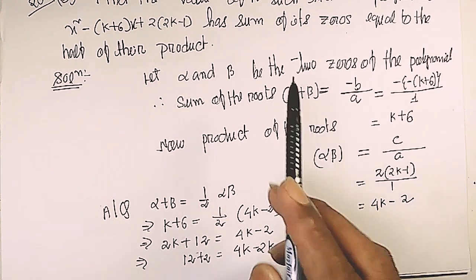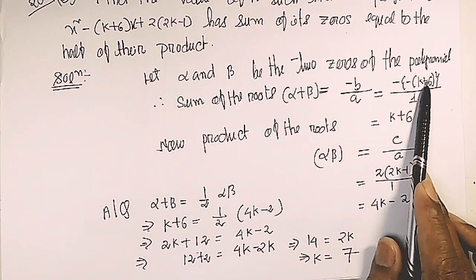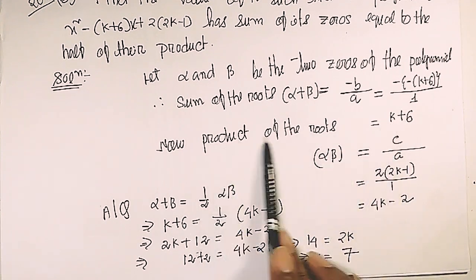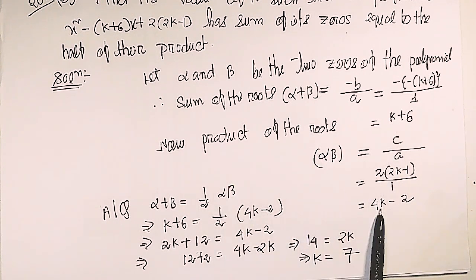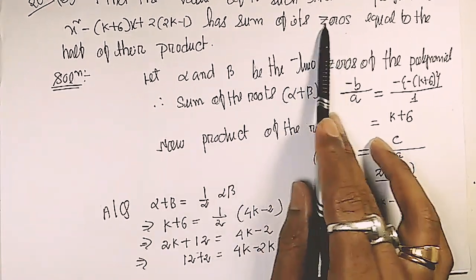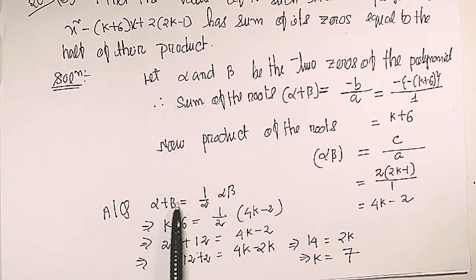So what we have done: first of all, we found the sum of the zeros. Here the sum of the zeros is k plus 6, and the product of the zeros is 4k minus 2. According to the question, the sum of the zeros is equal to half of their product, so alpha plus beta equals half into alpha beta. Putting in the values of alpha plus beta and alpha beta, k equals 7.